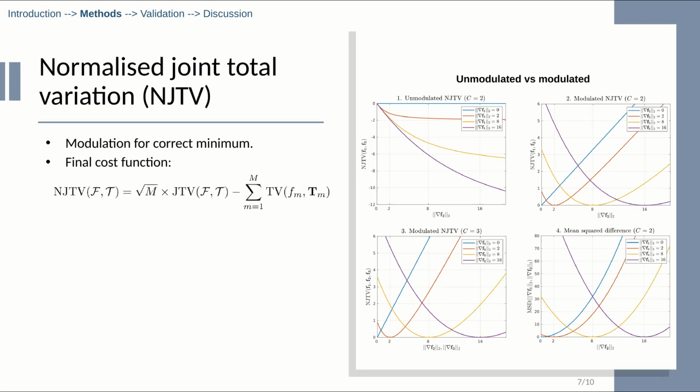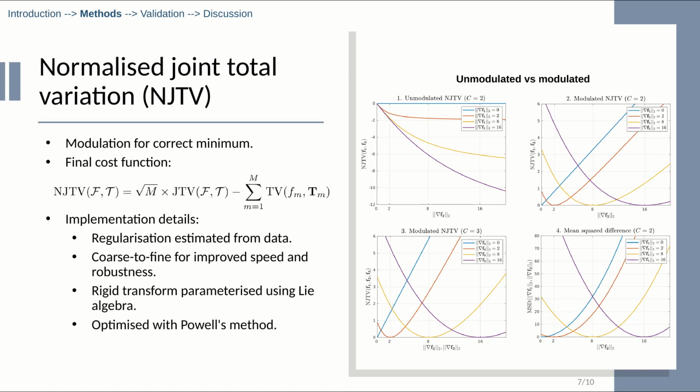We therefore modulate our normalized joint total variation by the square root of the number of channels m, and as you see, the modulated version does find its correct optimum. Also, interestingly, you can look at the comparison to mean square difference here below, and you can see how there is more of an L1 behavior of the normalized joint total variation cost compared to L2 behavior for the mean square differences, which we expected, seeing total variation is an L1 type of penalty.